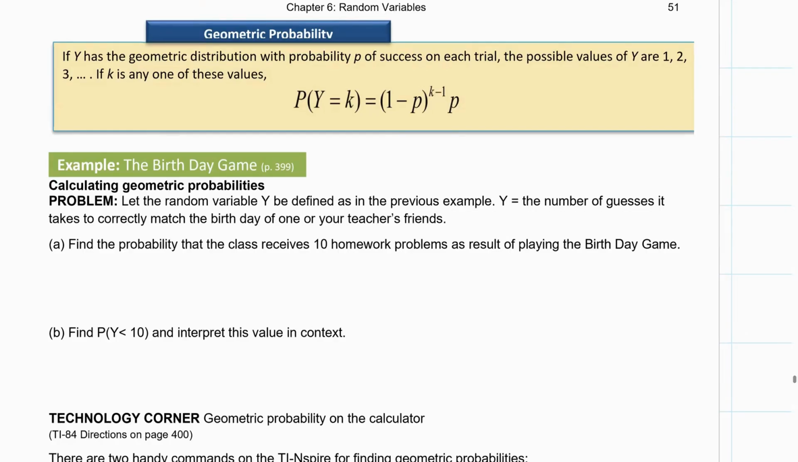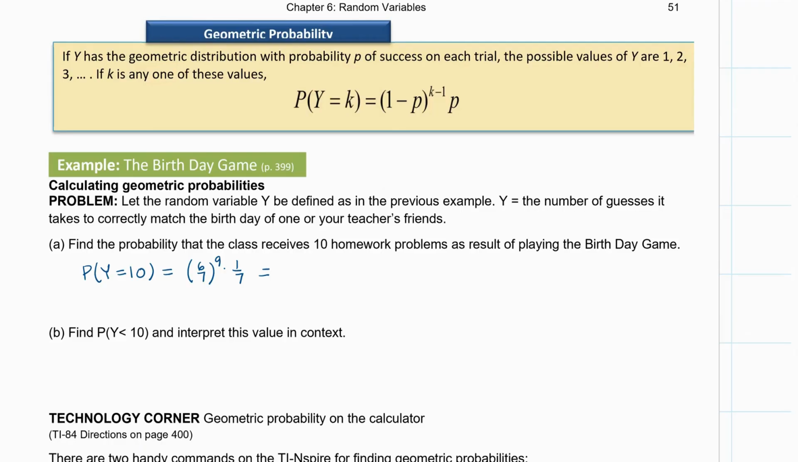Let's see if we can do this in a problem. It says let y be the random variable defined in the previous example, the number of guesses to correctly match the birthday. Find the probability that the class receives 10 homework problems. Well, that's the probability that y is exactly 10, which will be the probability of how many failures? 9 failures followed by 1 success.